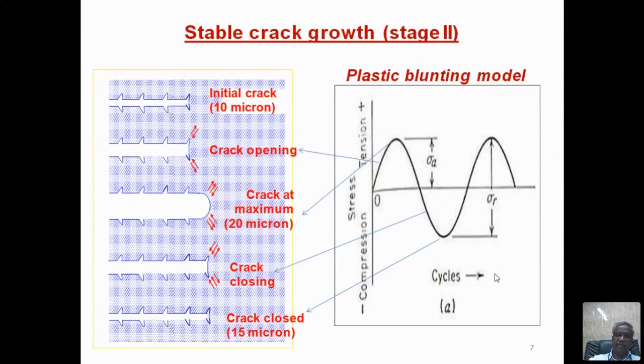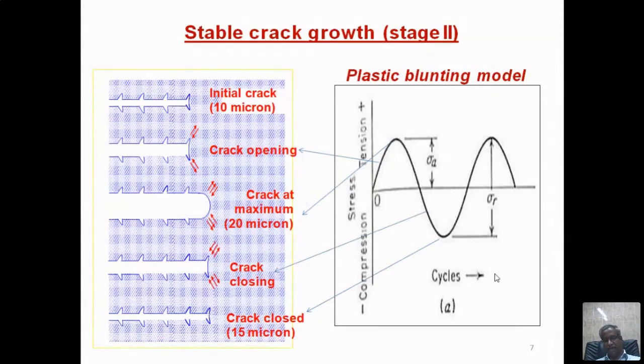So at the end of one cycle, you will have the increment of crack length from 10 microns to 15 microns. So every cycle will produce this amount of 5 microns, or even less, 1 micron, 2 micron increment in the crack length. Under every cycle, the crack will grow some. I told you the compressive stress is not completely closing the crack.